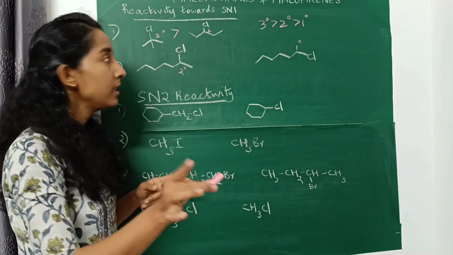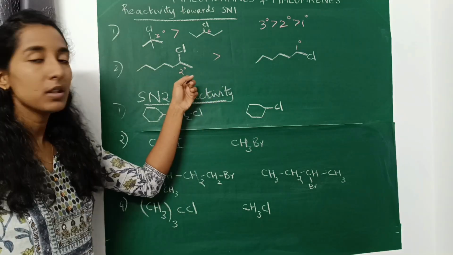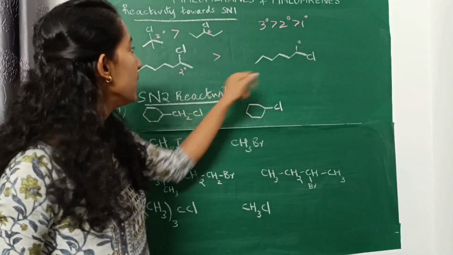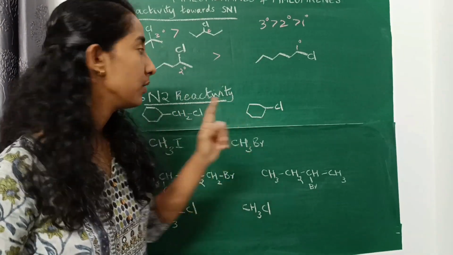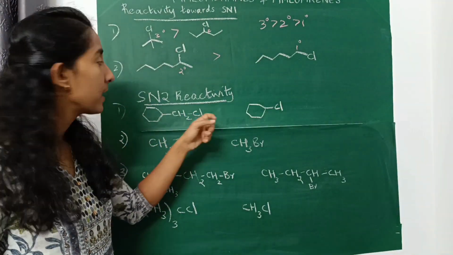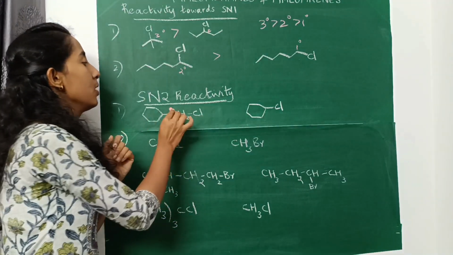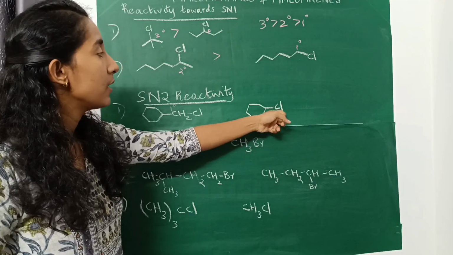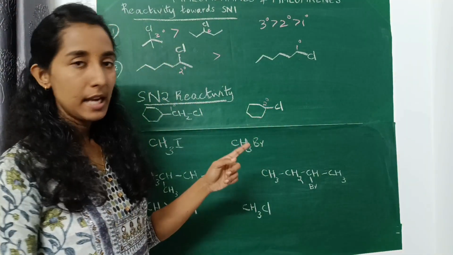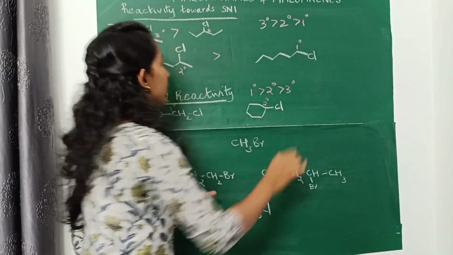So basically for SN1 reactions, the secondary will be more reactive. Okay. So I hope this is clear. This is primary and this is secondary, so this will be more reactive. Okay. Now we will discuss SN2 reactivity. In this case, this halogen is attached to a carbon attached to 1 carbon, so this is primary, and this halogen is attached to a carbon attached to 2 carbons, so this is secondary. So for SN2 reactions, the order is primary, then secondary, then tertiary.